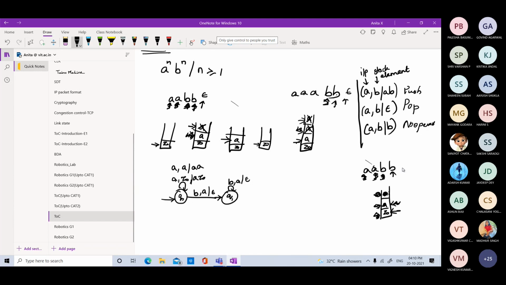Now my input symbol is epsilon, my top of the stack symbol is Z naught. What should I do? I have to reach the final state. So epsilon, Z naught, here I can proceed with a no operation. I'll be reaching the final state Q2, right? Are you clear with this?